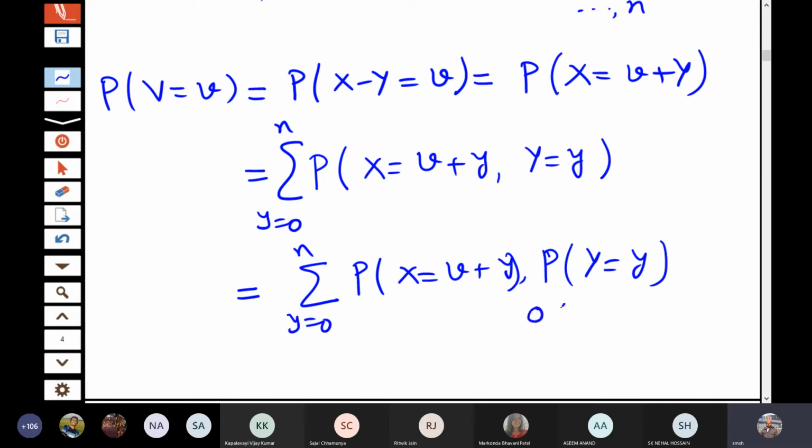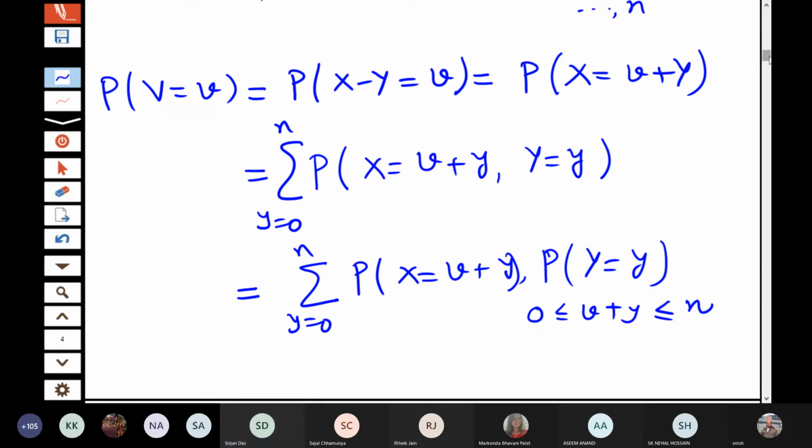Subject to the condition that v plus y will lie between 0 and n, because v plus y is the value of x and x is also 0, 1 to n. So v plus y also can take only those values, and y of course can take only 0 to n. Are these steps clear? Yes, sir.